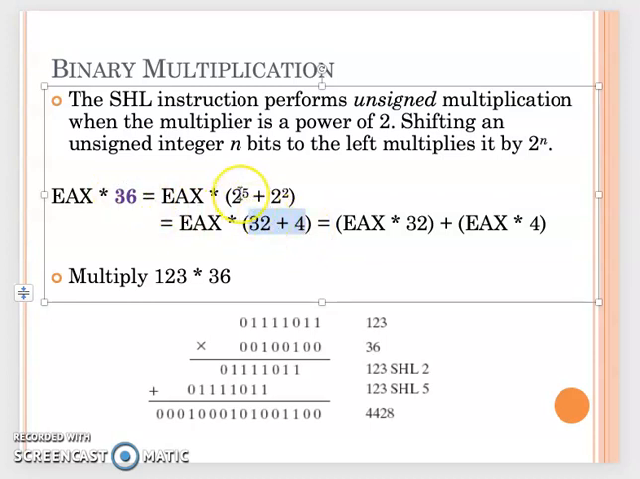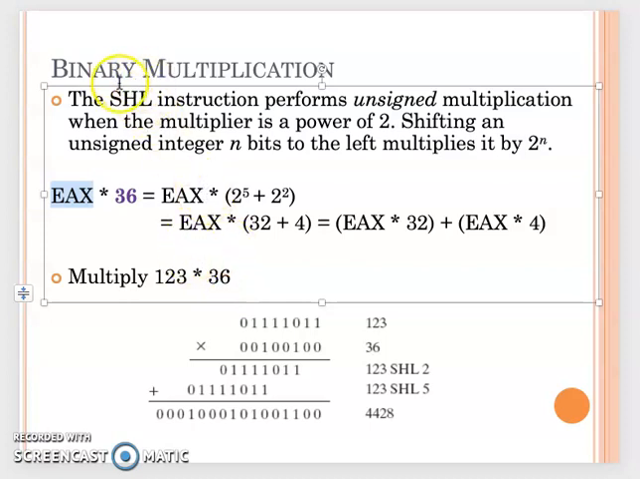So you can see here, 36 is 32 plus 4. 32 is 2 to the 5th power, and 4 is 2 to the 2nd power. So if I want EAX times 36, I just need to shift EAX to the left for 5 bits. Then I shift EAX to the left for 2 bits, and I add them together. Now I get EAX times 36. That's how we do that.